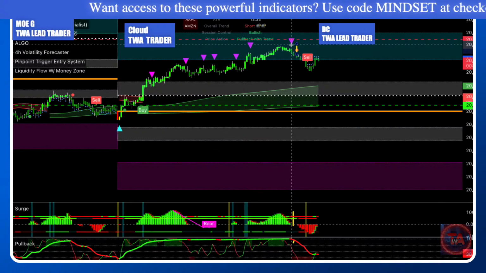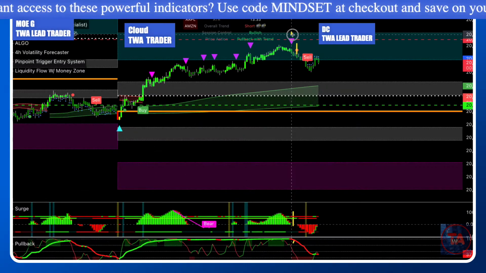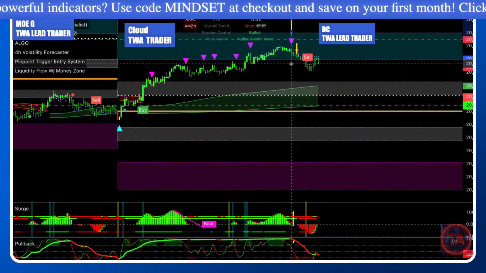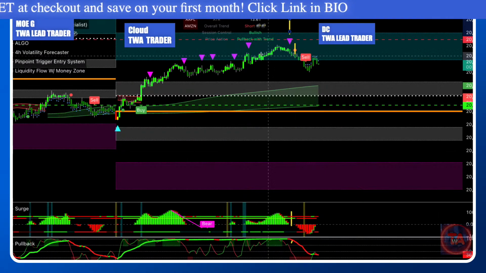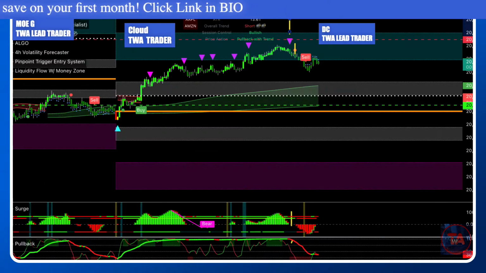And if you would have gone in earlier with this trigger option, it would have been a nice trade either way. It would have been a nice short.